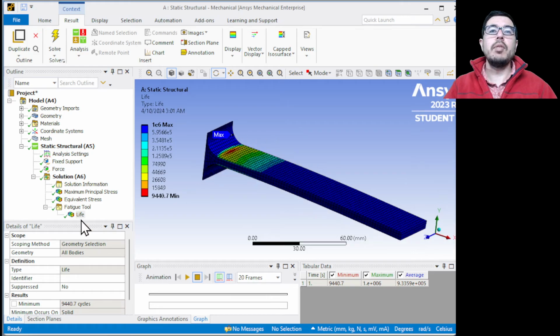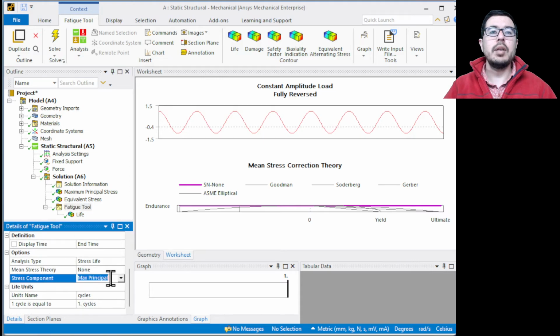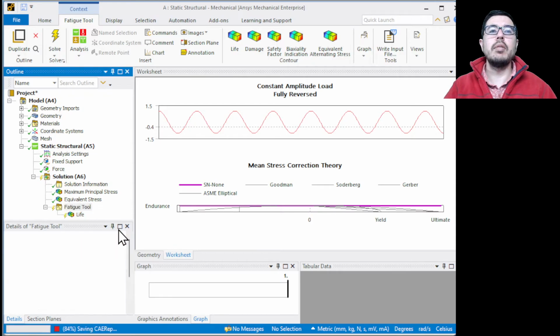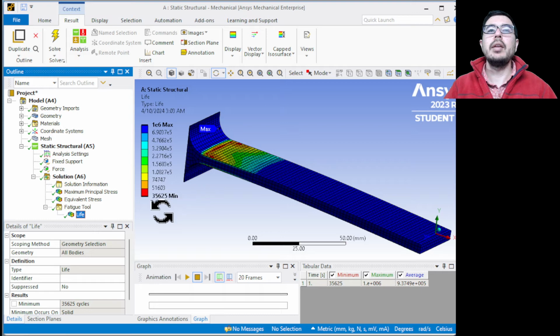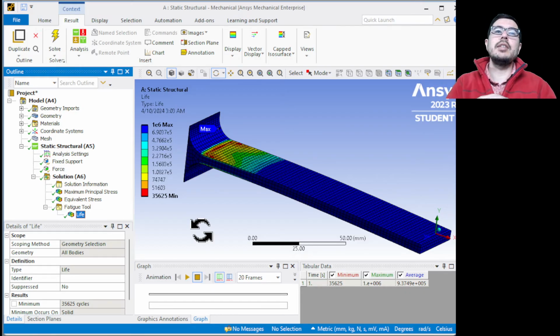So if I change it back over to von Mises here and come back down, and we're going to use the von Mises equivalent, and then we run this or evaluate it again. What do we see when we click on life? Wow, look at that, 35,625. What did we predict in MATLAB? We predicted about 38,000 when we used the 330 megapascals. So this is a nice way to check to see if we're in the right ballpark between analysis and Ansys.